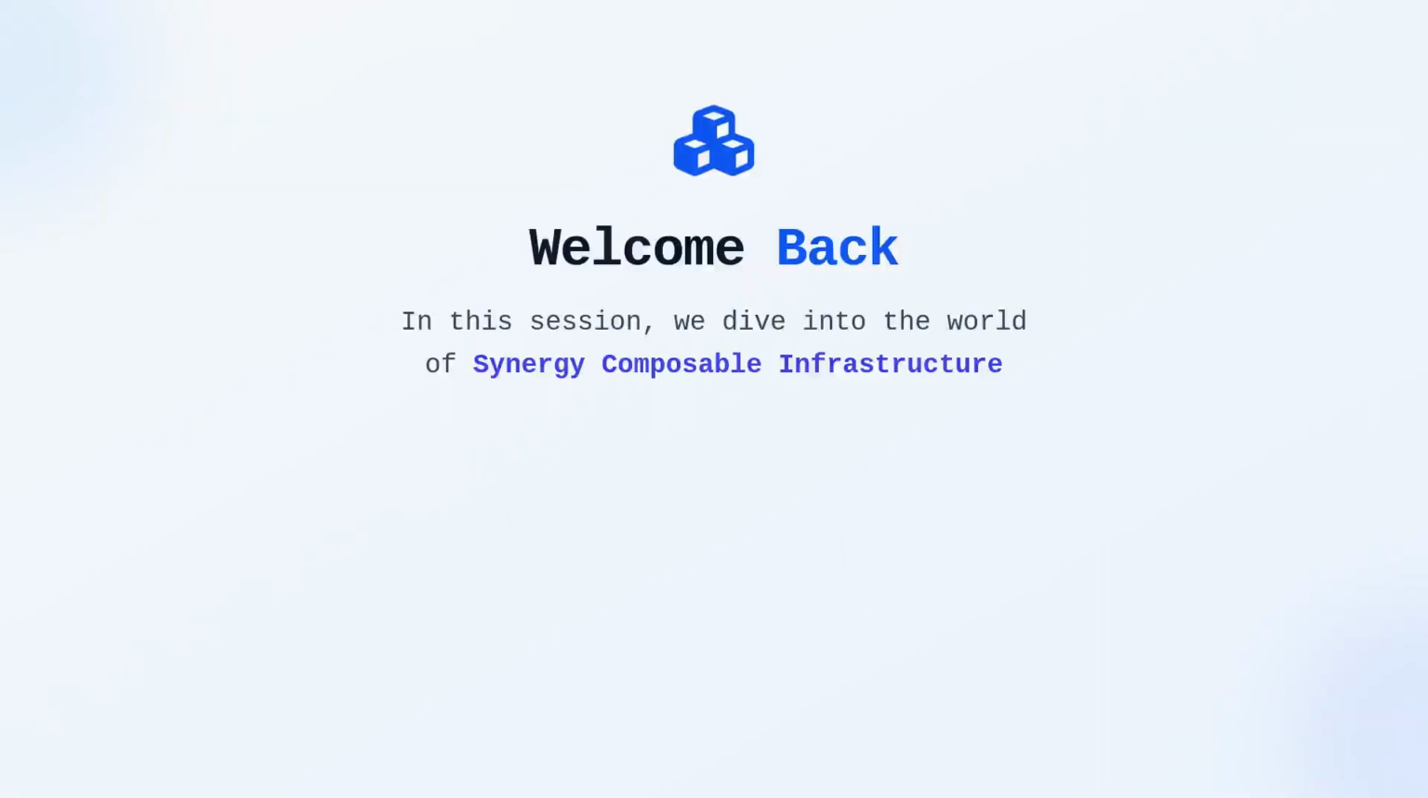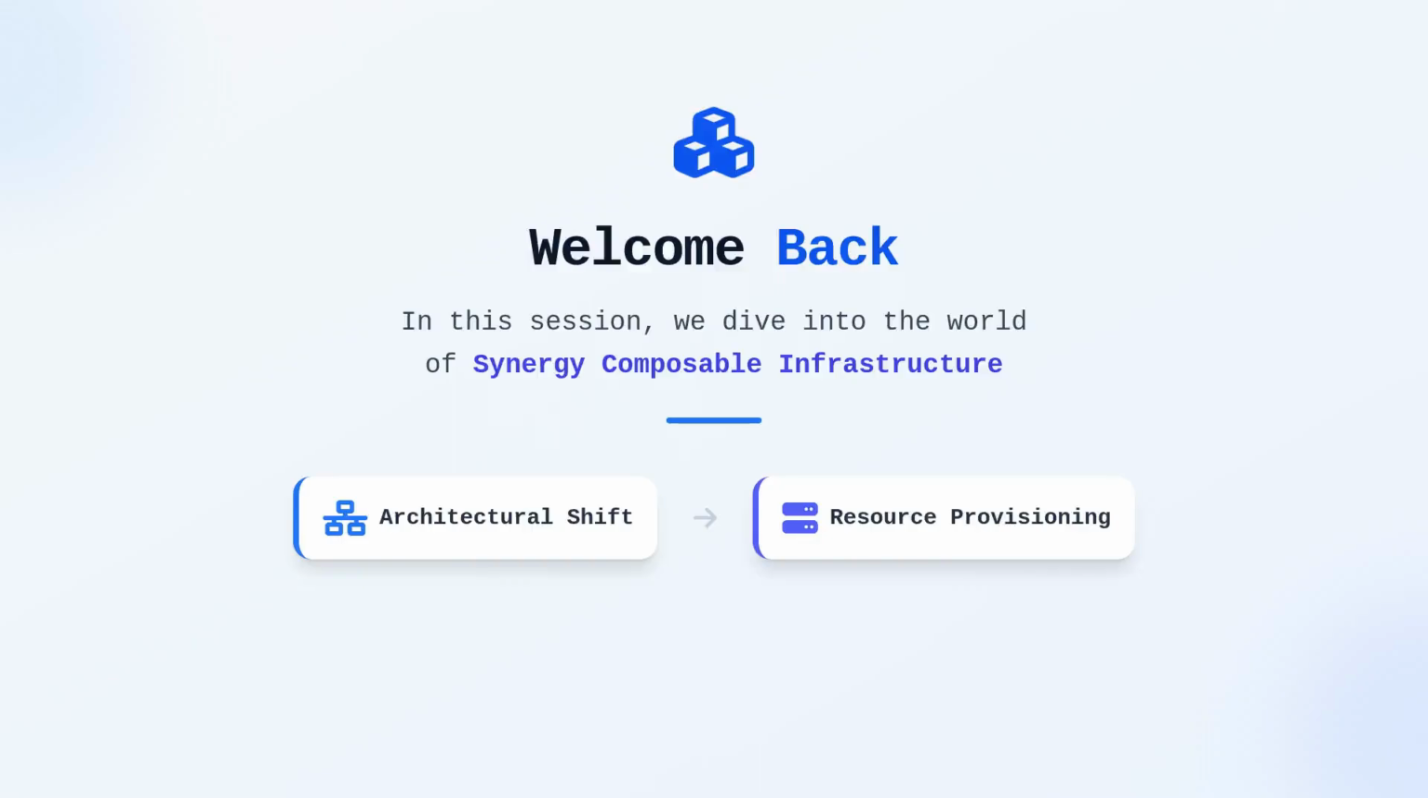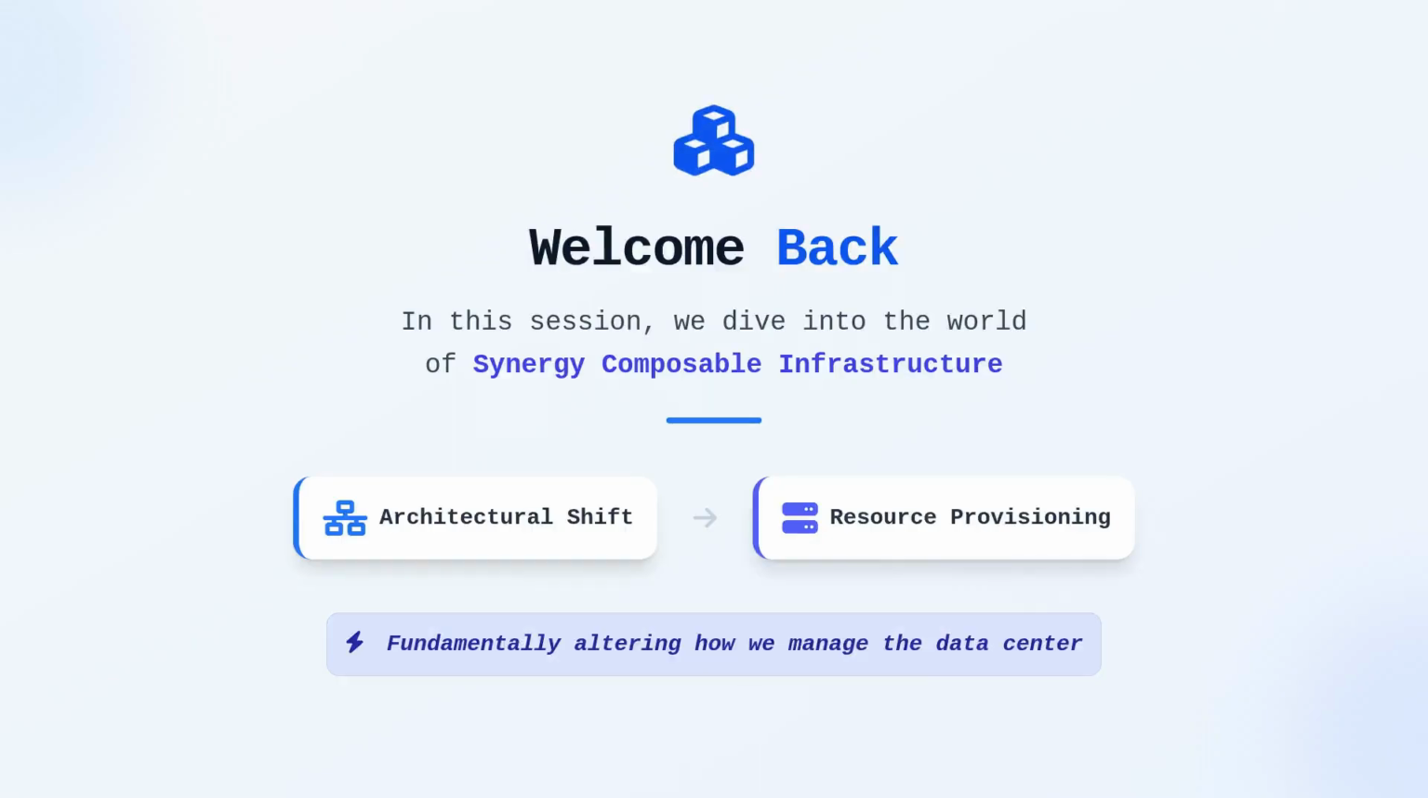Welcome back. In this session, we discuss Synergy Composable Infrastructure and how its architecture fundamentally alters how we provision data center resources.